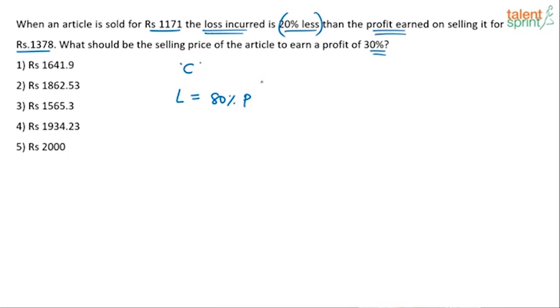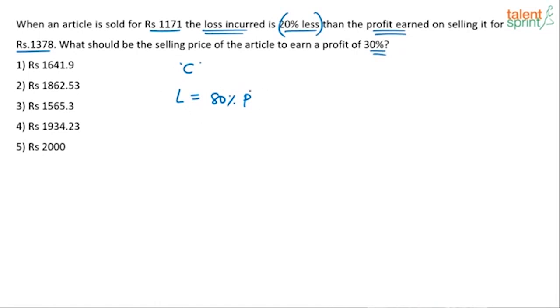The loss is 20% less than profit. If profit is P, loss is only 80% of that. If the profit is P, then loss is going to be only 80% of that, right? It's 20% less. 100% minus 20%. That's it. This you have to understand clearly.